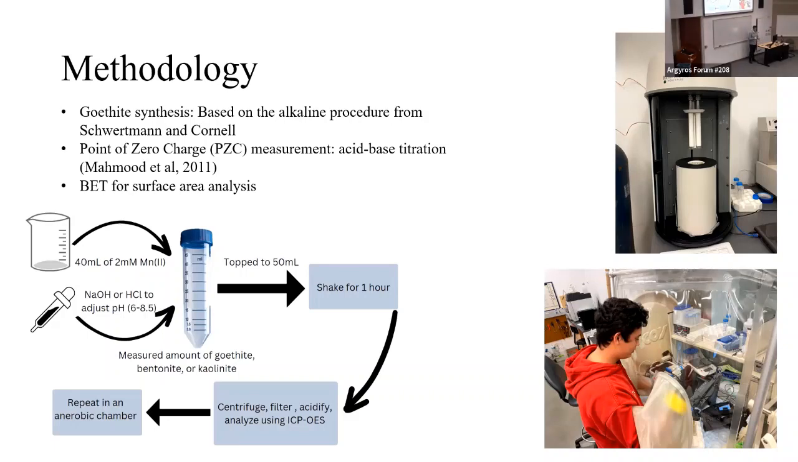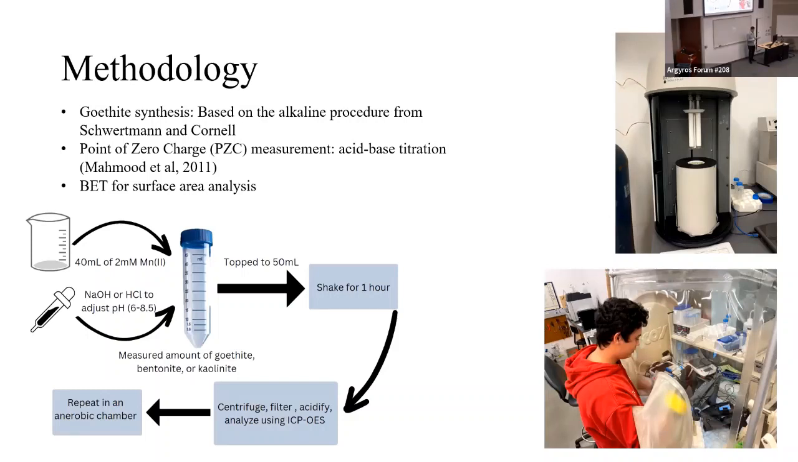But for the actual experiment, I started with a known concentration of manganese. I would add that to a measured amount of goethite, bentonite, or kaolinite, just any of the mineral surfaces that we're using. And then I would adjust the pH to that of groundwater. I would then top that up to 50 mL and let it shake for an hour, and then prep that for analysis. The ICP would give back the amount of manganese that's left in solution. Because we know what we started with and what we ended with, we can calculate how much was removed. And then this entire process was repeated for the anaerobic chamber, very similar to these procedures.